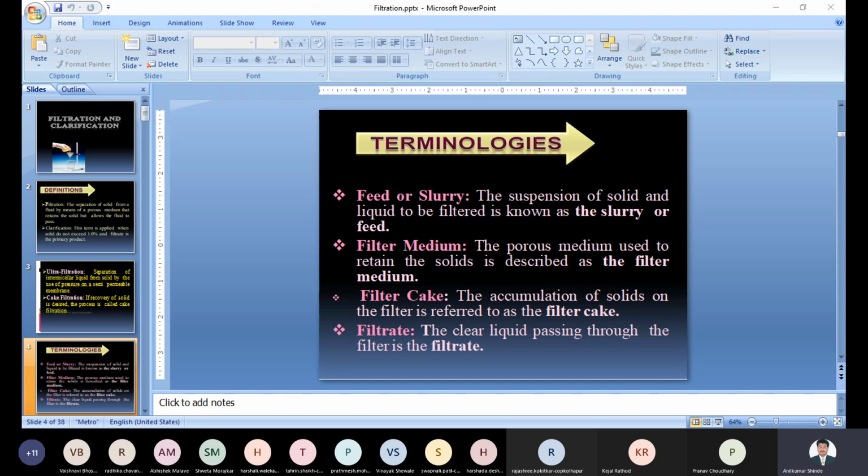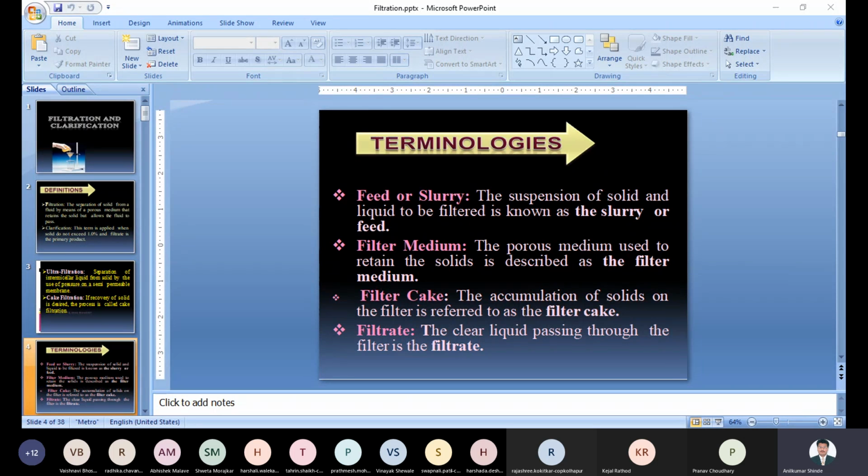Which are passing through the filter is the filtrate. The clear liquid passing through the filter is a filtrate, right? So in any preparation, if there is solid content, it should be 100% removed. The solid particles are removed from the liquid, and only the liquid passes through the filter paper. That is called a filtrate.